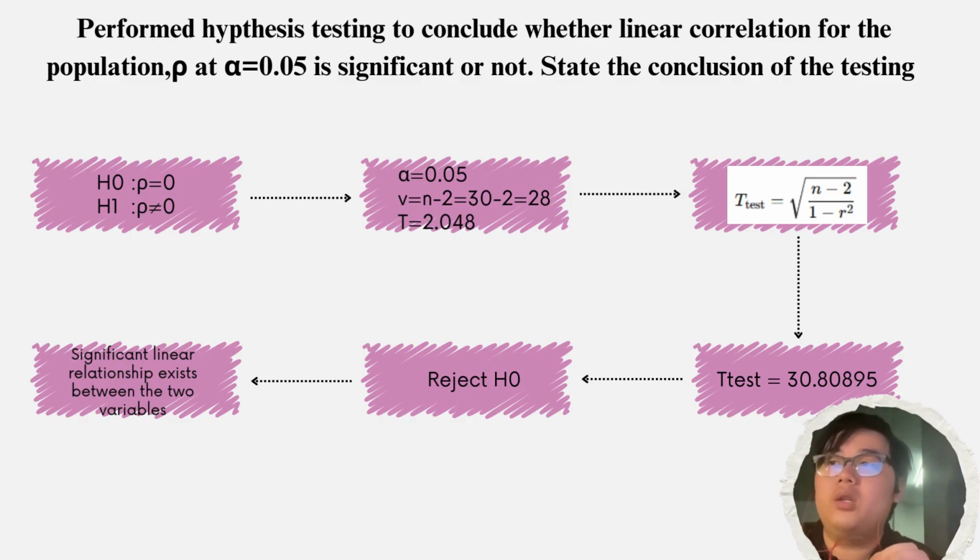2.048. Next is the t-test. We can calculate the t-test using the formula provided in the RPP, which is r times the square root of n minus 2 over 1 minus r squared. So the final answer will be 30.8. We can clearly see that the t-test value is much greater than the critical t value. So we reject the null hypothesis. We can conclude that a significant linear relationship exists between the two variables.